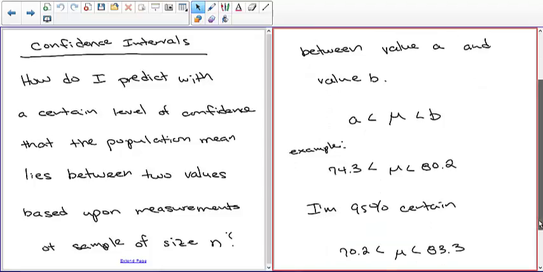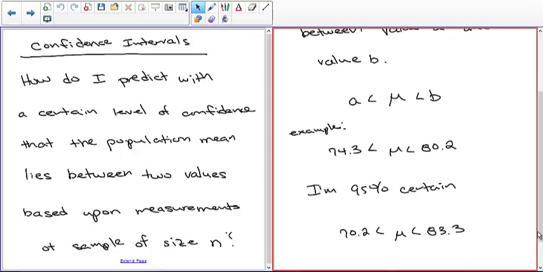Now, you might then also say, I'm 95% certain that the population mean is between 70.2 and 83.3. So the more certain you are about the population mean being within the two numbers, the wider it has to be. If I said 98% certain, then it'd be even wider limits. So I can narrow the limits, but I'm less certain about them. If I spread them out, I'm more certain.